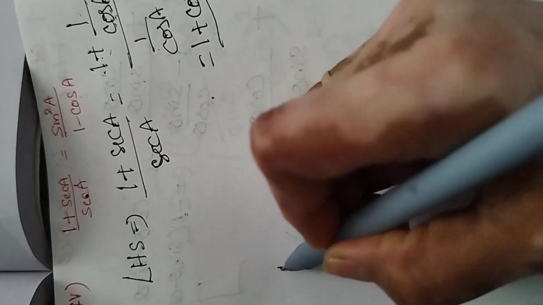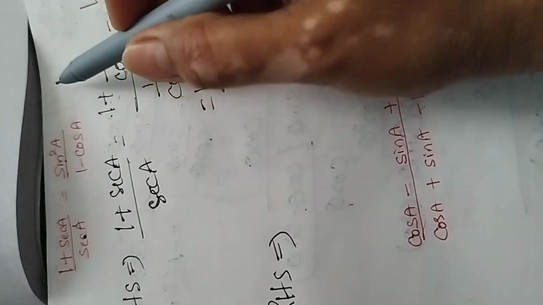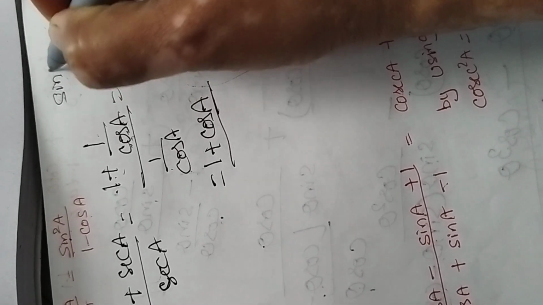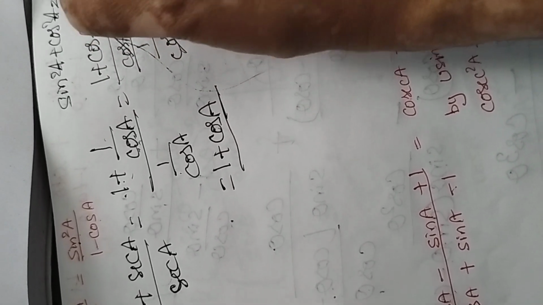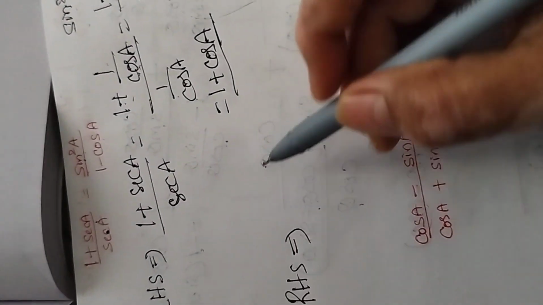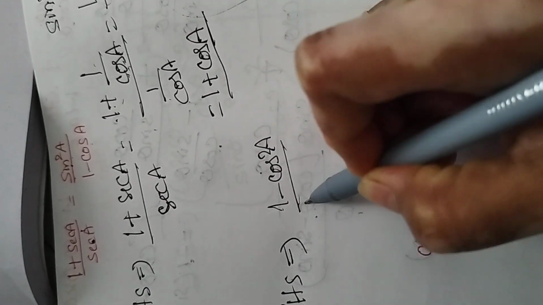So what is RHS? So sin square A, I already told you, it is 1 minus cos square A, since by identity, sin square A plus cos square A equal to 1. So sin square A means you transpose this to RHS. Okay, so 1 minus cos square A by 1 minus cos A.